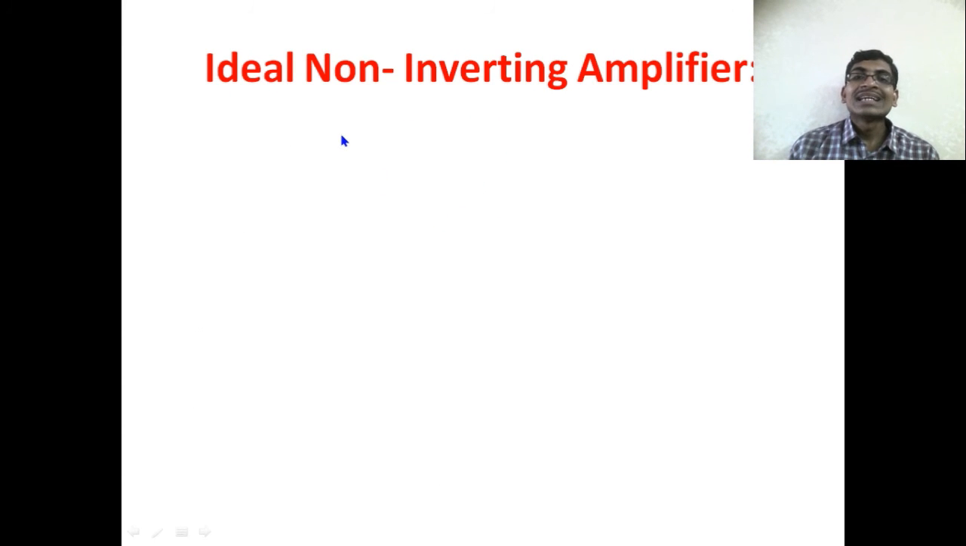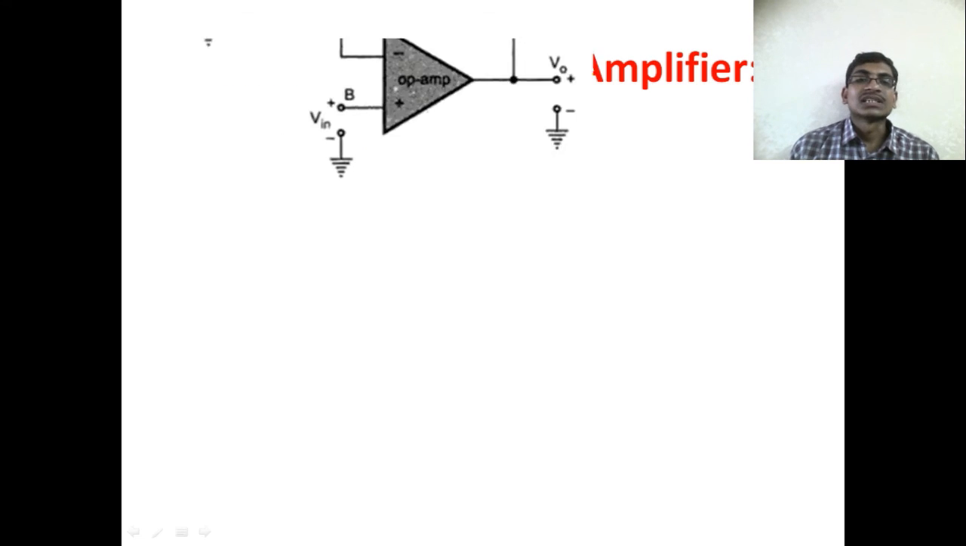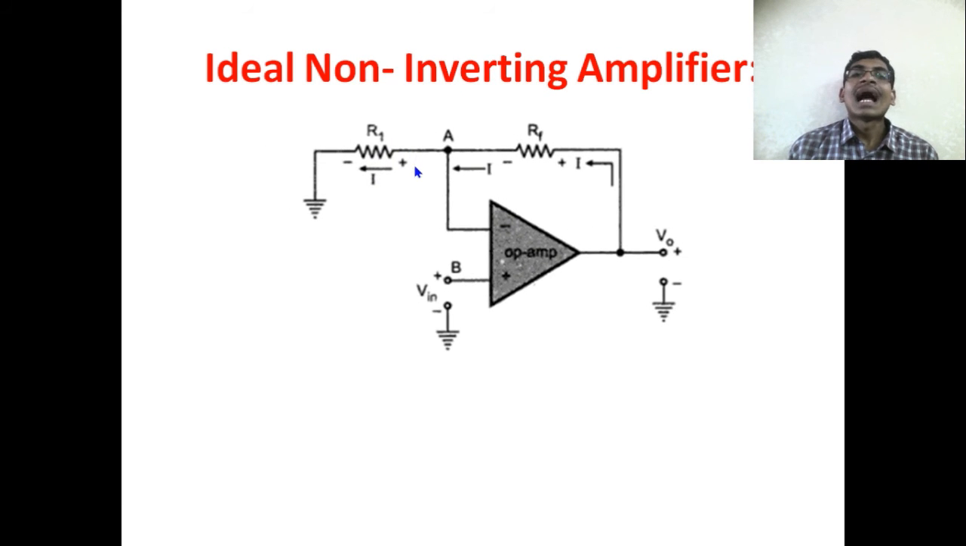Let us see the ideal non-inverting amplifier configuration. This is the circuit for the ideal non-inverting amplifier. How can we say it is a non-inverting amplifier? In this configuration, the non-inverting terminal is used to give the input voltage VIN. And the inverting terminal is grounded through the resistor R1, and the feedback section goes from the output side to the input side through the RF resistor. So this RF forms the feedback section from the output side to the input side.